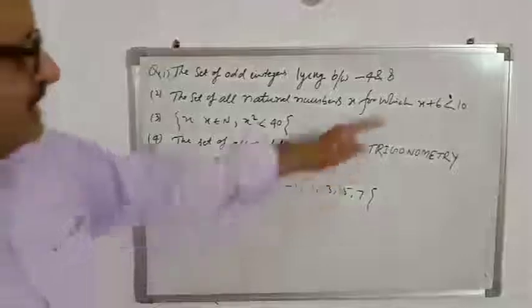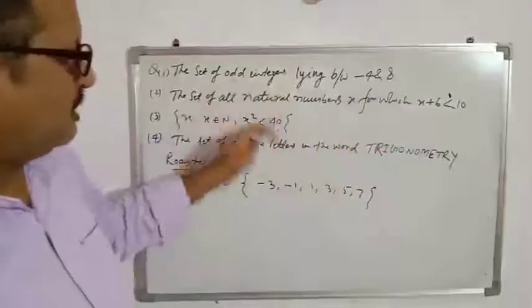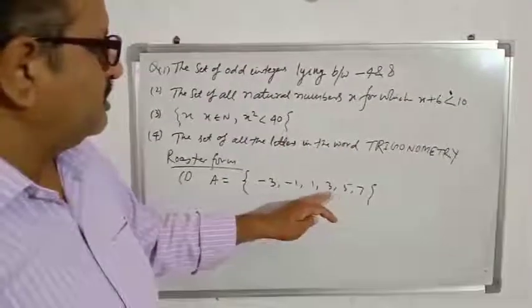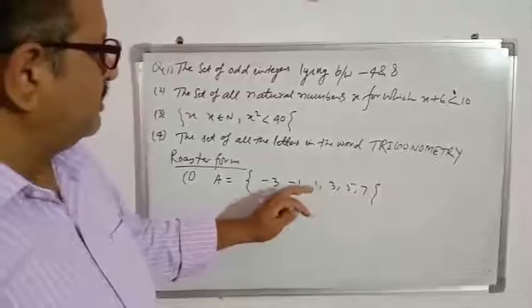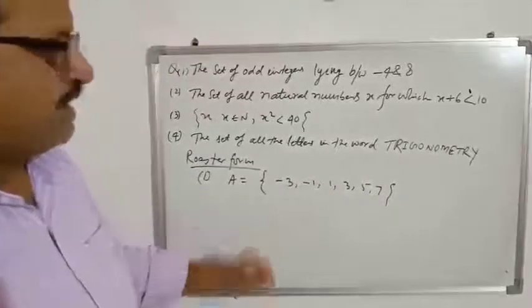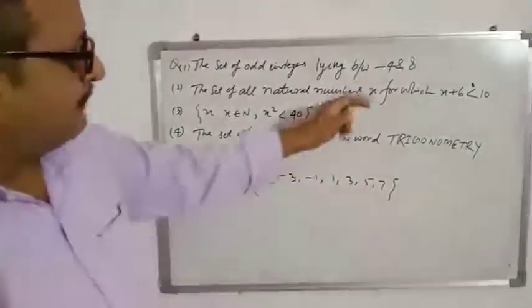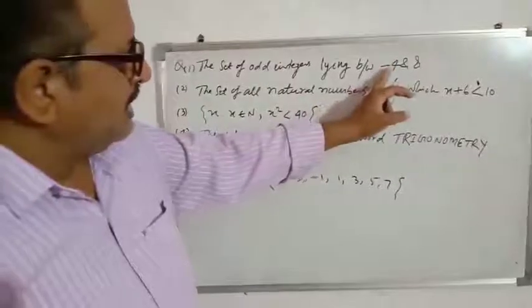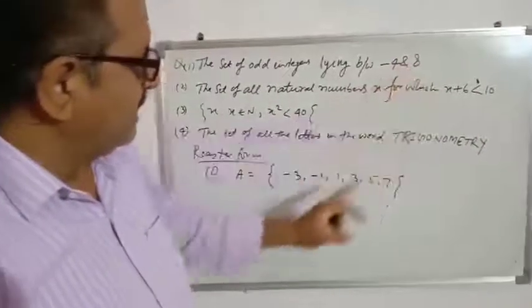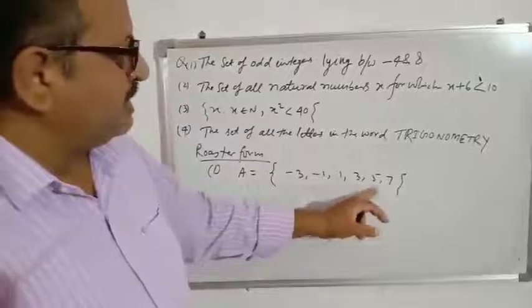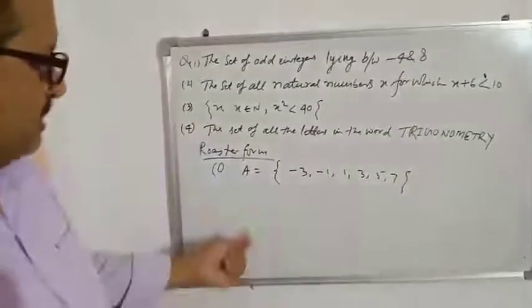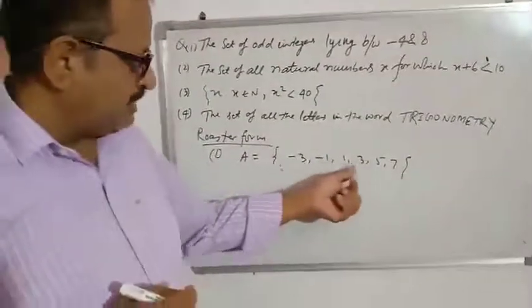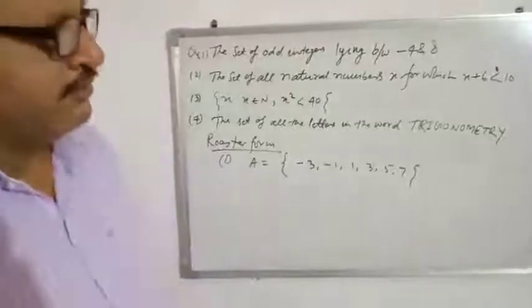We have to take the integers less than 8 and also odd. So 7 is odd, 5 is odd, 3, 1, 0 is even, -1, -3 odd integers. So all the odd integers lying between -4 and 8 are -3, -1, 1, 3, 5 and 7. So we have to list all these members separated by comma in the curly bracket.